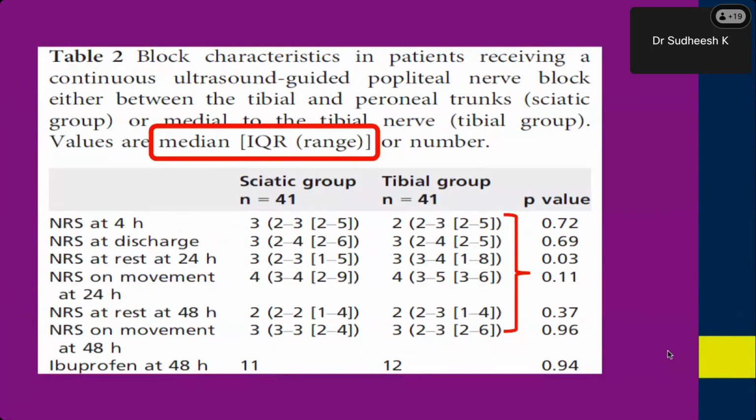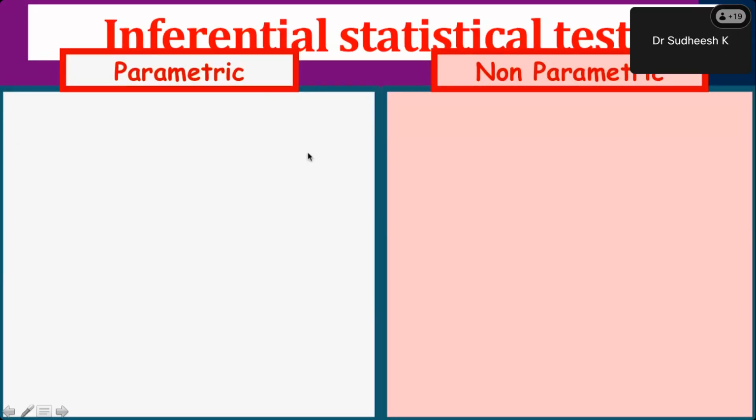Likewise, this is the NRS score, that is a pain score at the end of 4 hours, at the end of discharge, at the end of 24 hours, etc. They are represented by a number and a range. So they are actually median and interquartile range. Now, why are they represented this way? That is because the values have shown a skewed, non-normal distribution. That's why they are represented in the form of median and interquartile range.